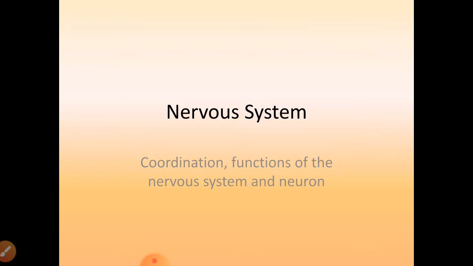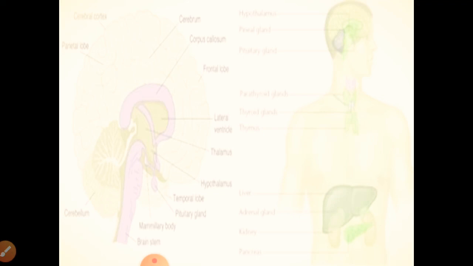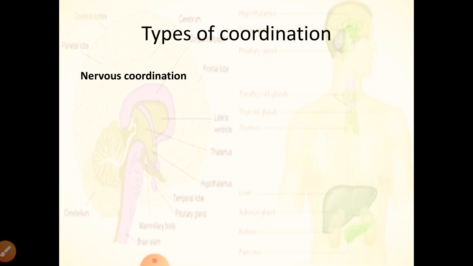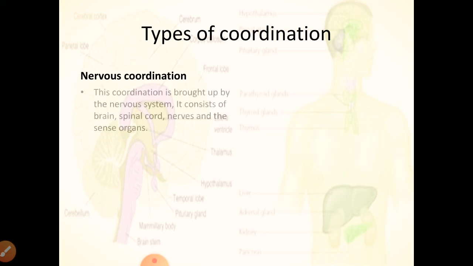All right, so let us begin with the two types of coordination first. We have nervous coordination. Nervous coordination is the coordination which is brought about by the nervous system. It consists of brain, spinal cord, nerves and the sense organs. As I have mentioned, the nervous system, through its receptors, keeps us in touch with our environment, both external as well as internal.